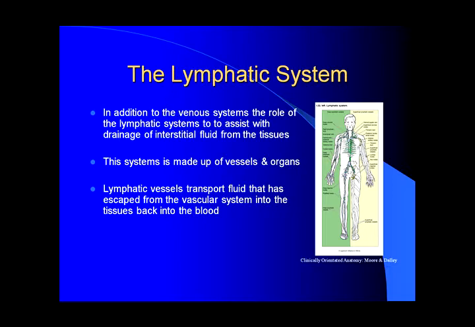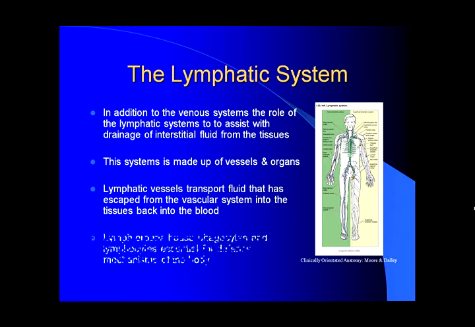The lymphatic vessels transport the fluid that has escaped from the vascular system back towards the heart, and periodically the lymphatic system will drain back into the venous system. So lymph eventually gets back into the blood. The lymph organs themselves contain phagocytes and lymphocytes, which are important defense mechanisms of the body.